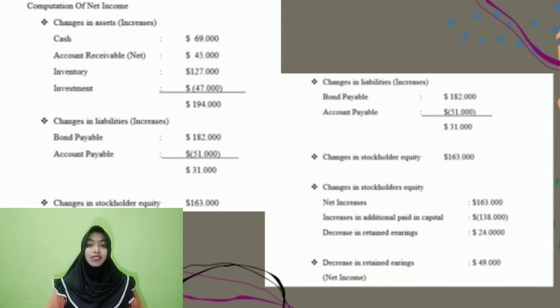Now we have the shareholders' equity, then we can see that there is an additional paid in capital increase of $138,000. We can read again in the problem that there is a decrease in retained earnings by $24,000. You can see here the sum, so we already know how much net income is $49,000.